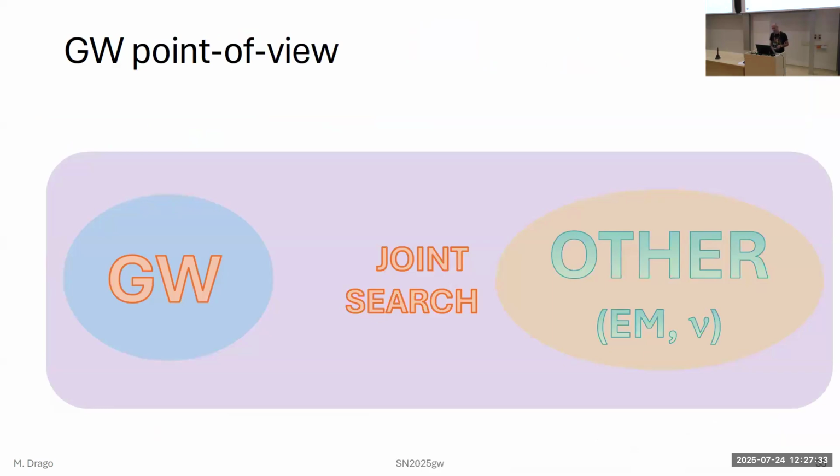Last point, but not least, of course, is time to do a joint search. So we don't have really neither gravitational wave, neither neutrino, neither electromagnetic, but we try to dig in the noise of all three to enhance the detection of all of them together.